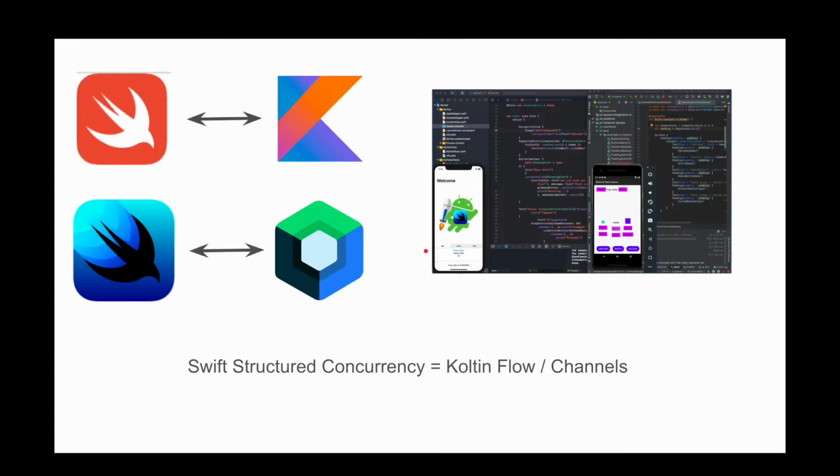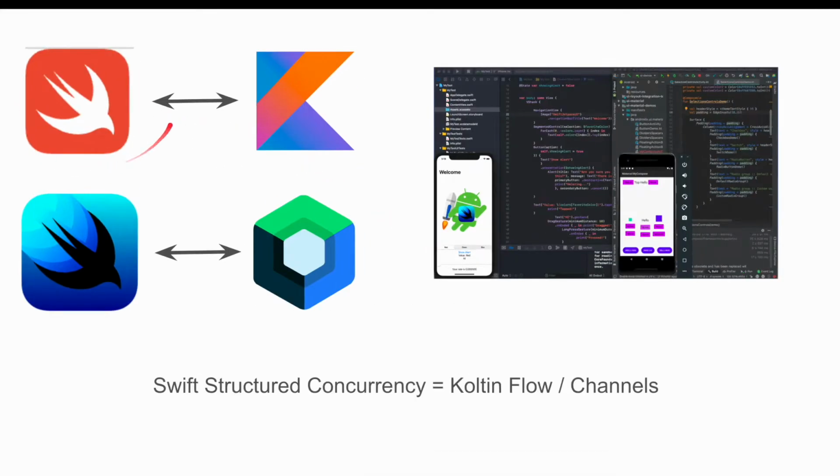It all started with iOS using Swift and Android using Kotlin, and the fact that these two languages are so similar. And SwiftUI on iOS and Jetpack Compose on Android are very similar, and this allows for a declarative reactive model on both iOS and Android. So they look extremely similar. And with Swift structured concurrency and Kotlin flows and channels, the two architectures look almost identical.